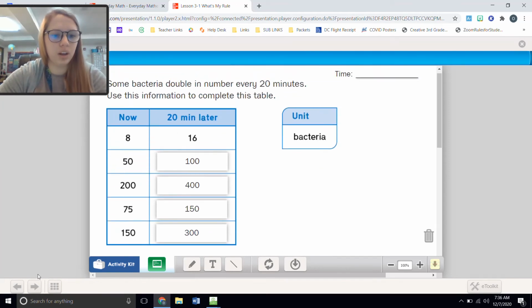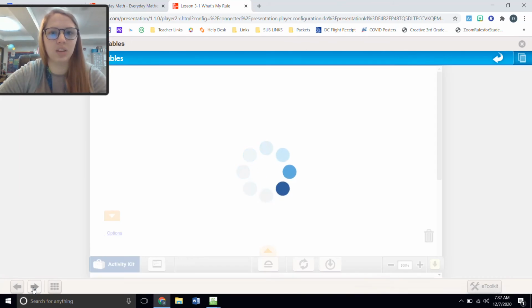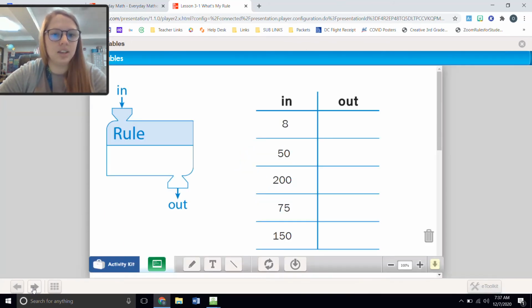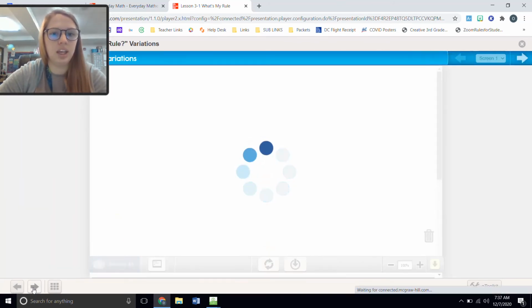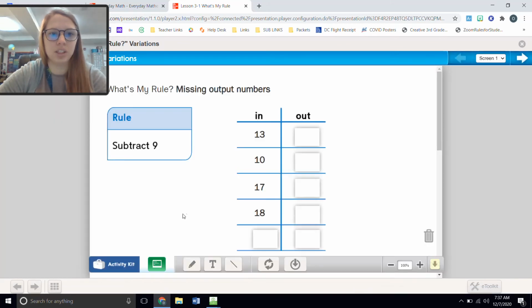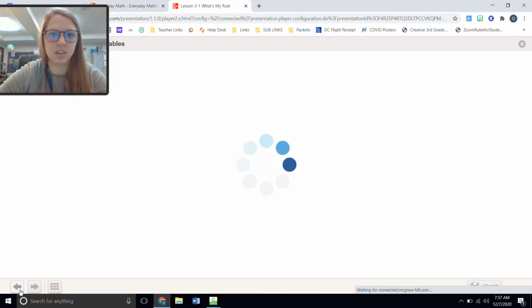So today we are going to work with finding the rule and completing the input and output section. All right, so what's my rule output numbers? You need to subtract 9. So you have 13, it goes in. Let me use this screen really quick.